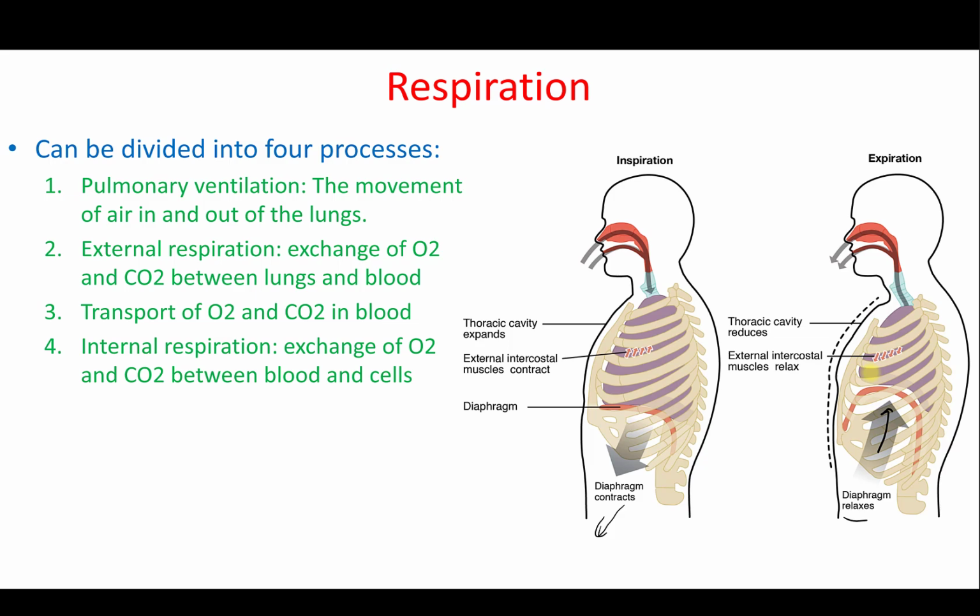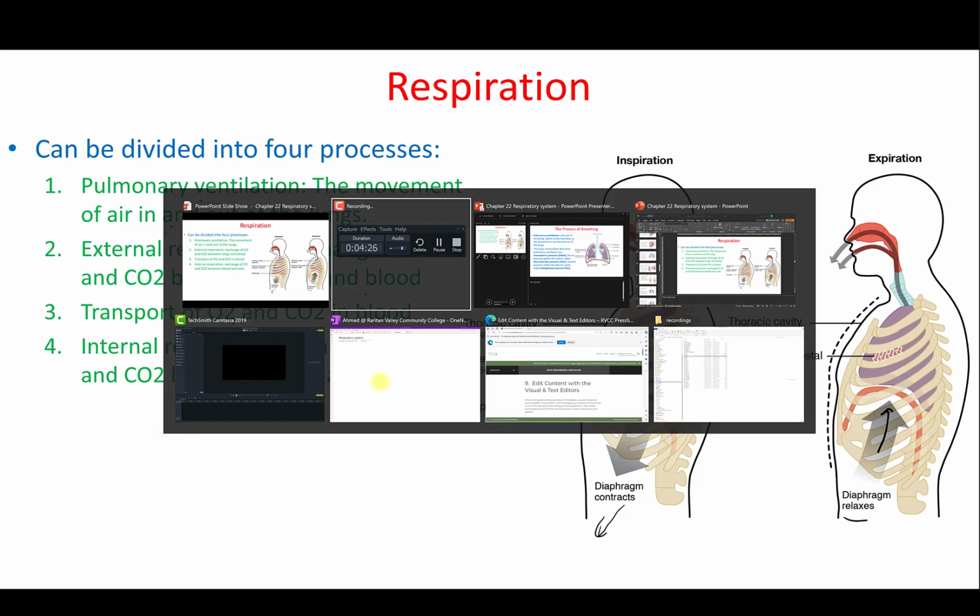Now, we have the general process of getting the air in and out. We call it respiration, as you know, as a general process. This respiration is divided into 4 processes. There is the pulmonary ventilation, which is the movement of air in and out of the lung through the nose. Then we have external respiration, the exchange of oxygen and CO2 between the lungs and the blood. Then the transportation of oxygen and CO2 in the blood, and then the internal respiration, the exchange of oxygen and CO2 between the blood and the cells. We can draw them like this.